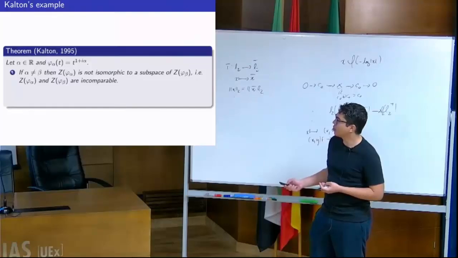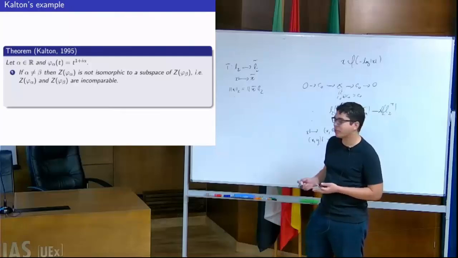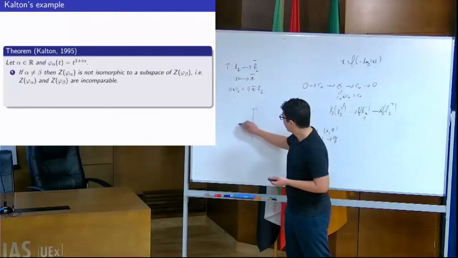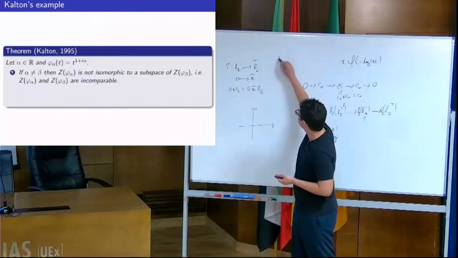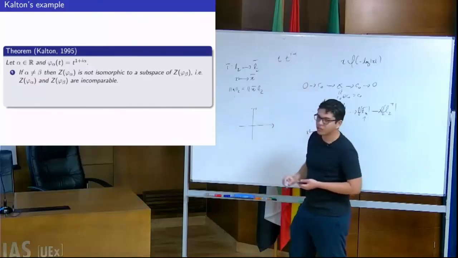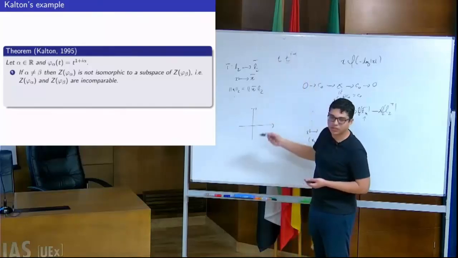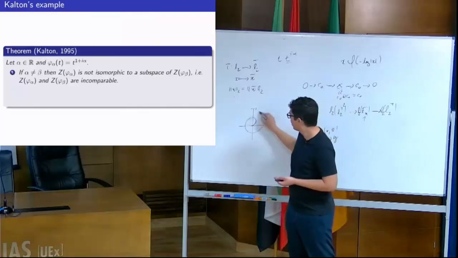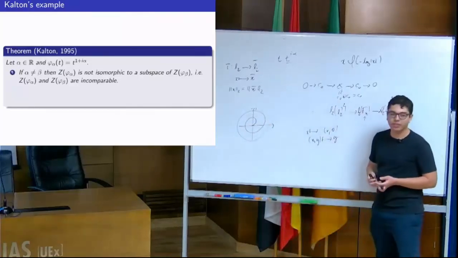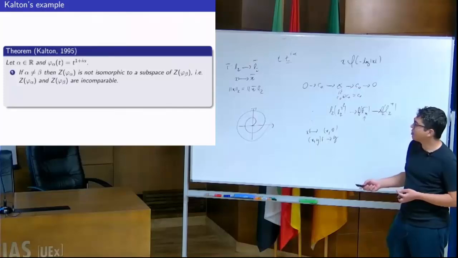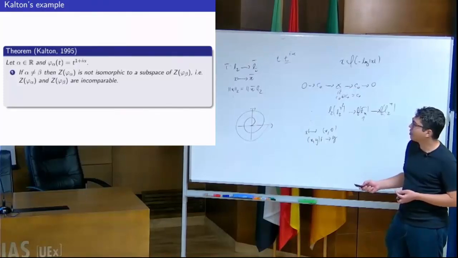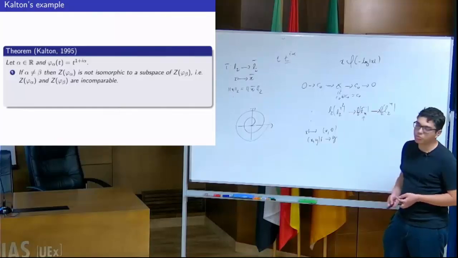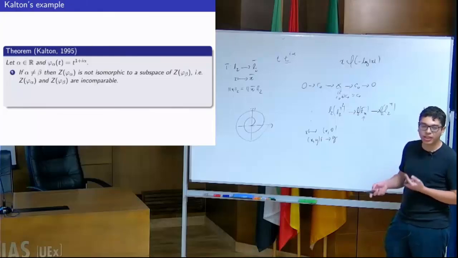Phi alpha of t is t to the 1 plus i alpha. So if you look at the graph, at the end of the day, that is t times t to the i alpha. This is a rotation. So this is a spiral. If you take this kind of map, Kalton can show the following. If alpha is different from beta, Z of phi alpha is not isomorphic to a subspace of Z of phi beta, and vice versa. So they are incomparable.